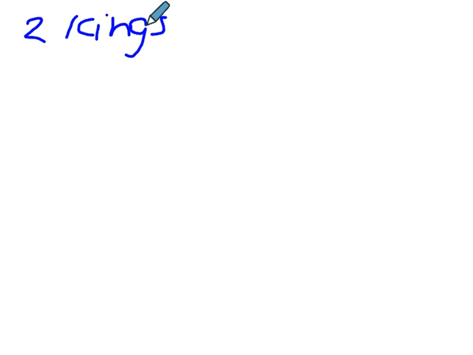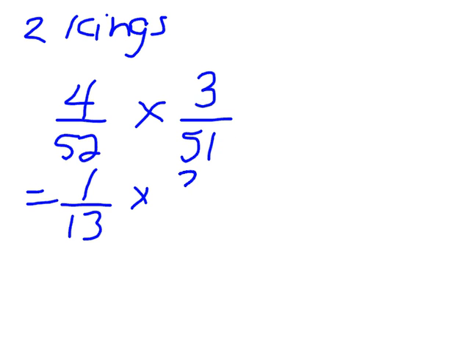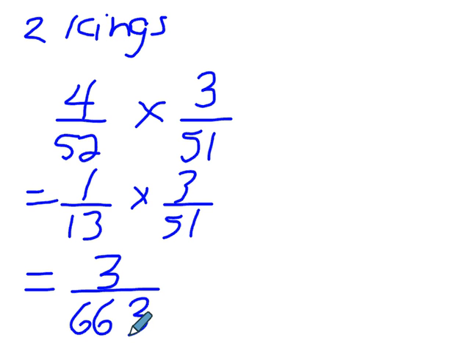The probability of getting one king is 4 out of 52. Simplifies to 1 out of 13. Now, the probability of getting that second king, we only have 3 kings left, and there are 51 cards left. And so we would multiply those, and we would get 3 over 663. And that would be the probability of drawing 2 kings in a row. And then, of course, don't forget that you would simplify that to 1 over 221.